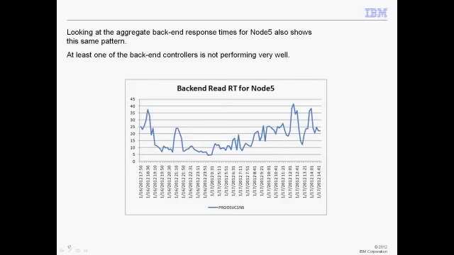Now that we've identified the VDisk response time spikes that correspond to the time of the reported impact, we begin looking for influencing workloads. Looking at the aggregate back-end response time for node 5 also shows this same pattern. Hovering the cursor over the graphs within Excel shows that the peak intervals match between the VDisk graphs and this managed disk group graph. It's clear that at least one back-end controller is not performing well.